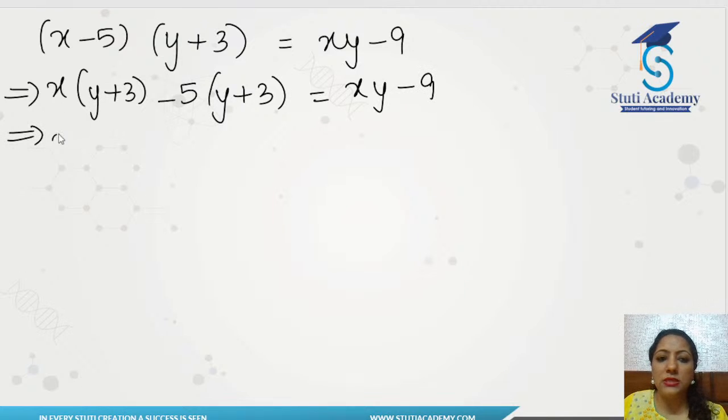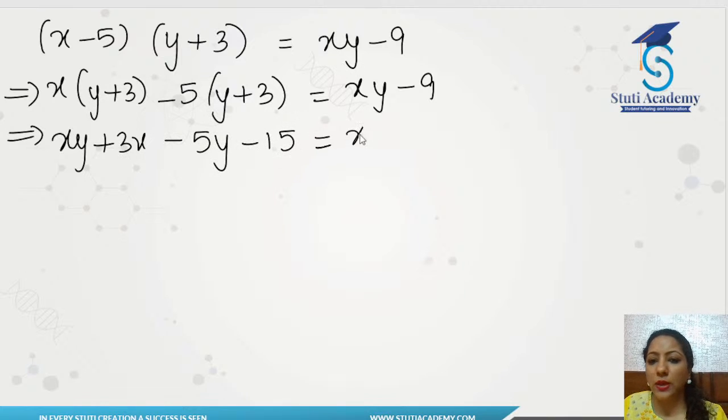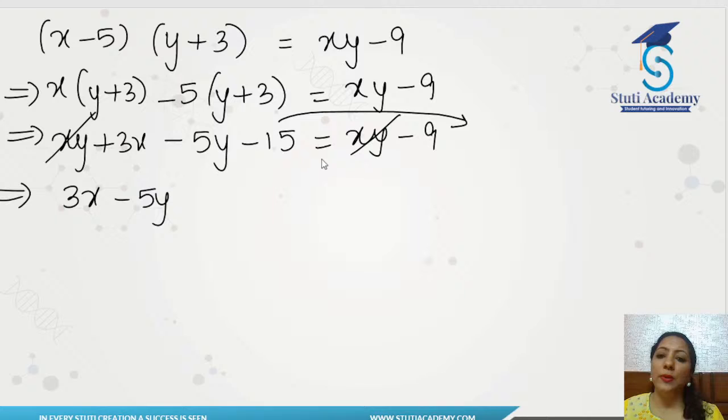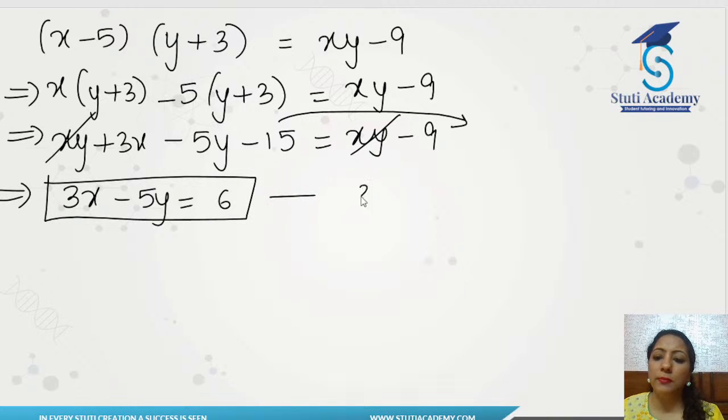Now we can multiply this. We will get xy plus 3x minus 5y minus 15 equal to xy minus 9. Now this xy and xy will get cancelled and then we'll get 3x minus 5y. This 15 I'm going to take on the other side. I will get minus 9 plus 15, that's actually 6. So instead of the first equation, now we will be using this equation. That's the simplified form of the first equation.